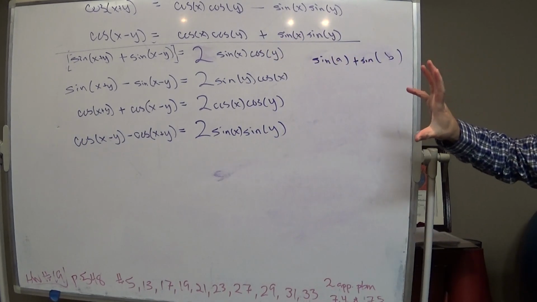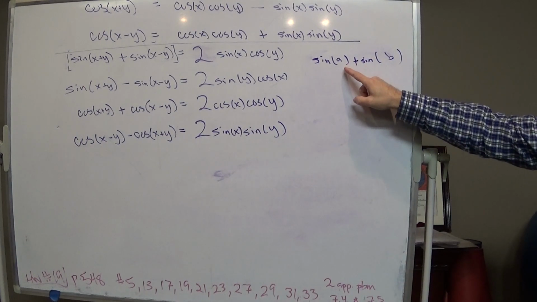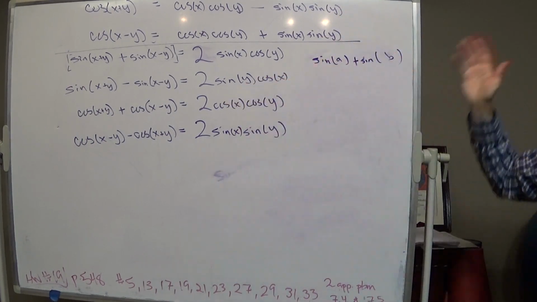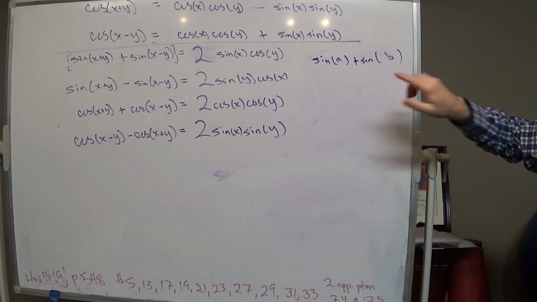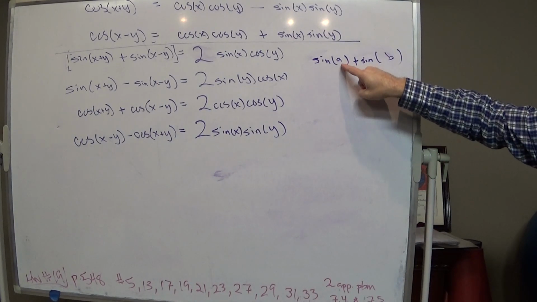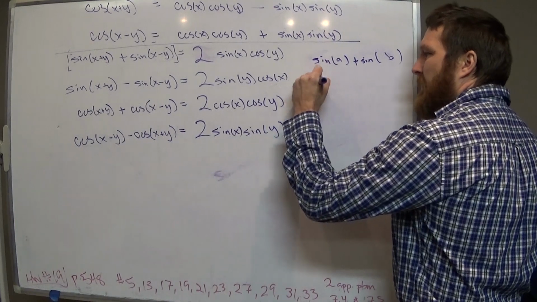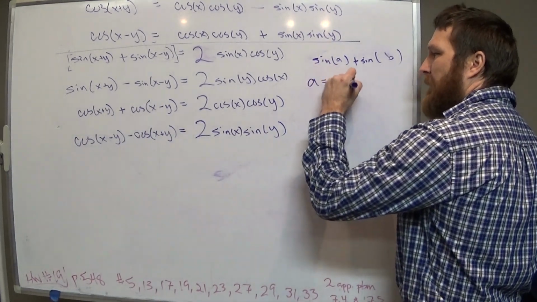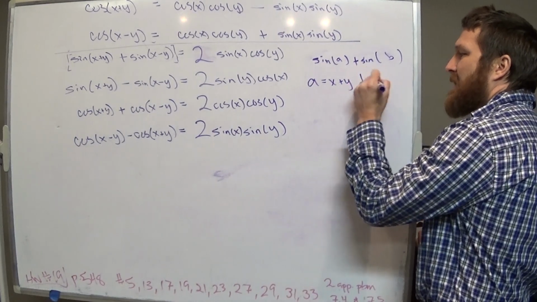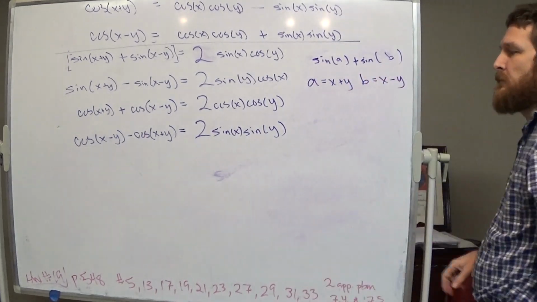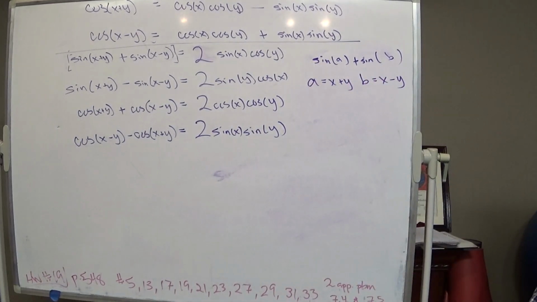Well, we could kind of force this and say, or if it were, say, cosine and cosine, right? Or if it were a minus or a plus, whatever. The idea is, why don't we just write this a as my x plus y? And why don't I just write this b as my x minus y? And then we could get these in terms of a and b.